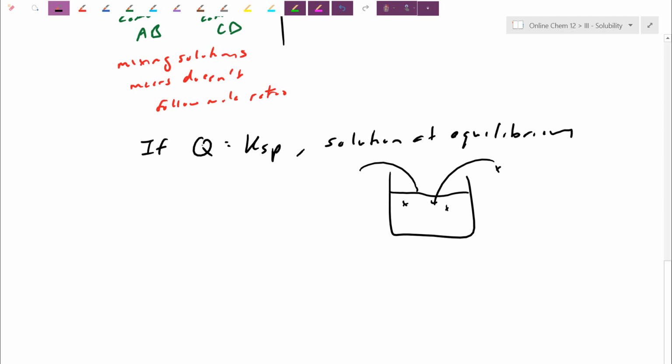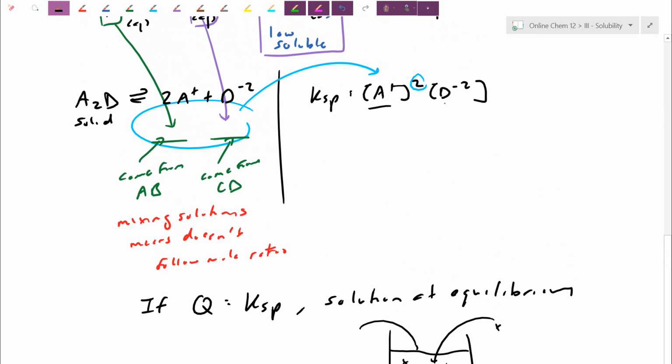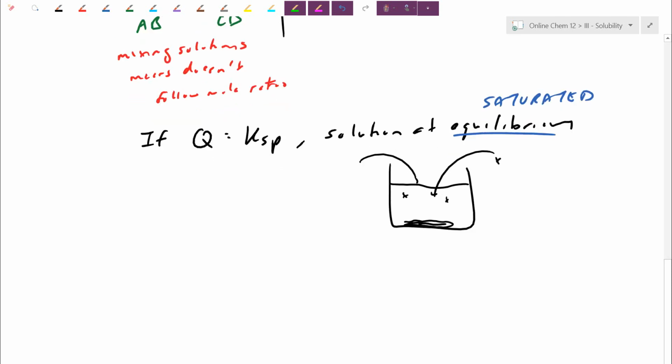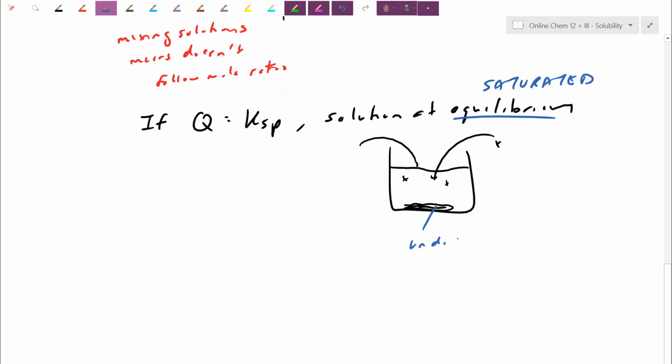But I'm at a test value where my concentrations of A plus and D minus are high enough that it actually just formed a precipitate. So our conclusion at that point, because we know we're at equilibrium, we can use that terminology: we know we formed a saturated solution. A saturated solution will have undissolved material present. That's going to be our precipitate. Our conclusion is we're going to say a precipitate, a PPT, just forms.